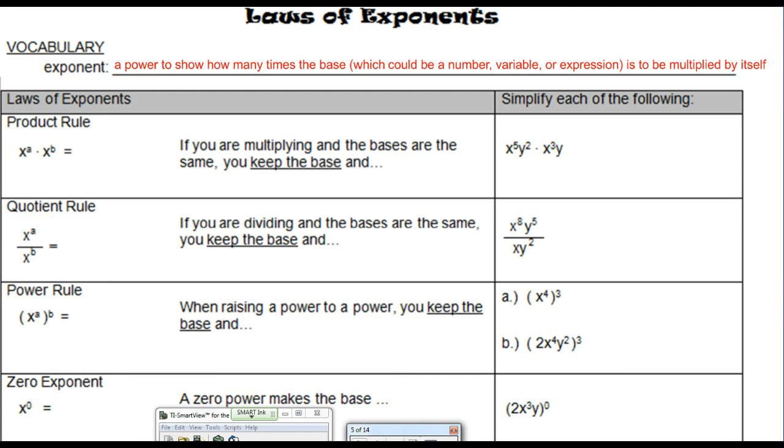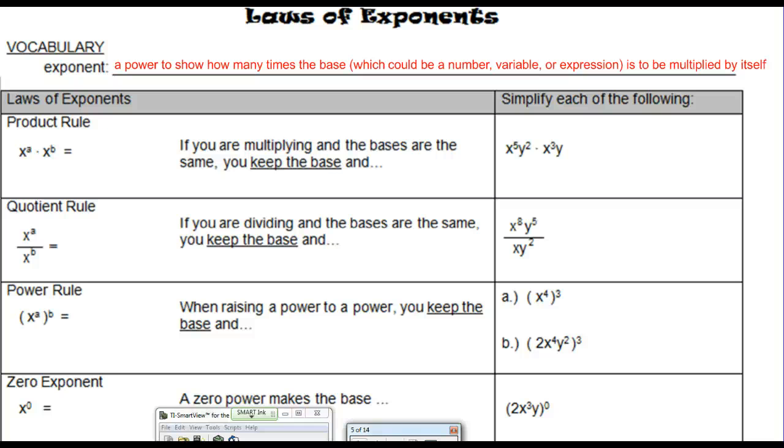Okay, so an exponent is a power to show how many times the base, and the base could be a number or variable or expression, and then how many times you're going to multiply that base by itself. So a 2 power means to multiply the base by itself twice. A 10 power would mean to multiply the base by itself 10 times, etc.